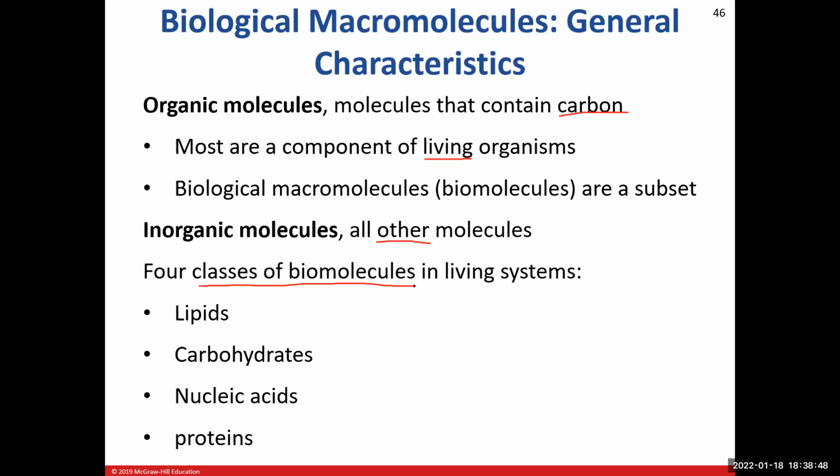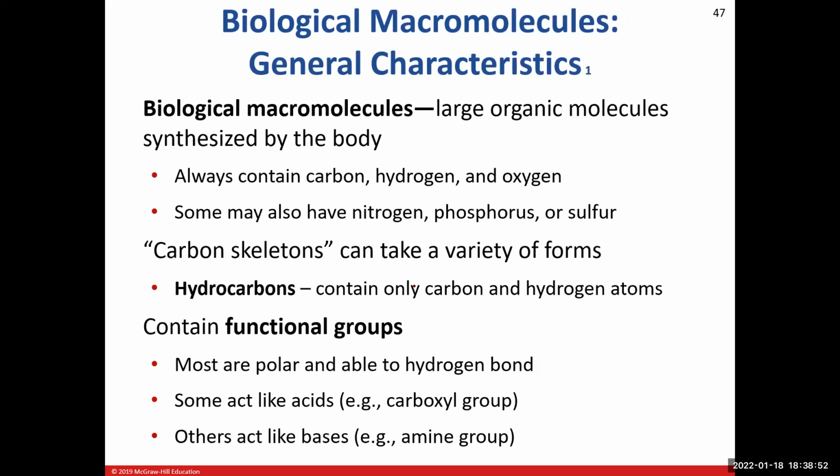So now we're going to start to shift into that fun stuff, where we get to talk about some of these macromolecules that you might be interested in.